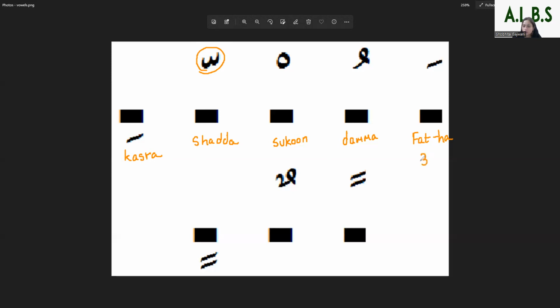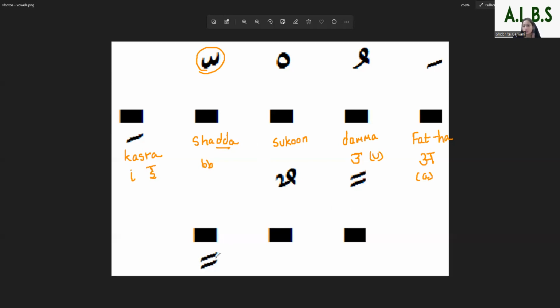Fatha has the sound of a. Dhamma has the sound of u. Sukoon has a sound of relief, like we need to give a pause on a particular consonant. Shadda gives us the double sound of the particular consonant, like for example double D, double B. So there we use shadda. Next sound is E, kasra. I, or choti e se e, imli. Right? E sound. These are all the short ones except shadda.